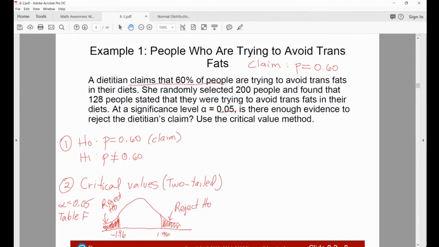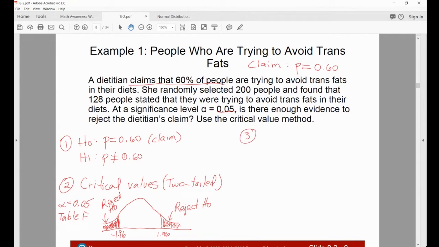The alpha will be given because it's the significance level. The researcher determines what's the significance level that they want. If they want 0.05 or 0.01 or 0.10, that will be given.